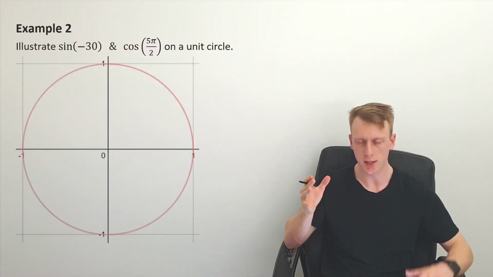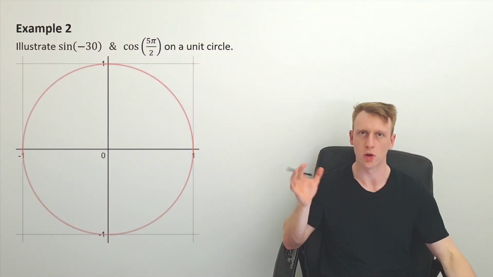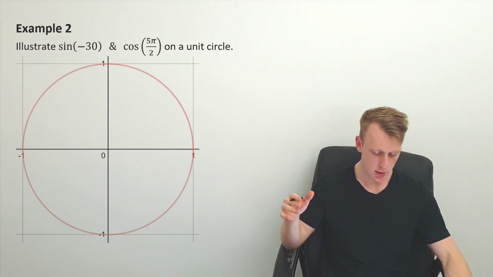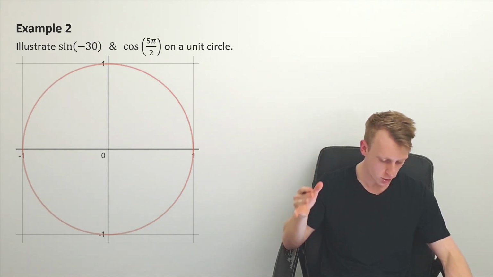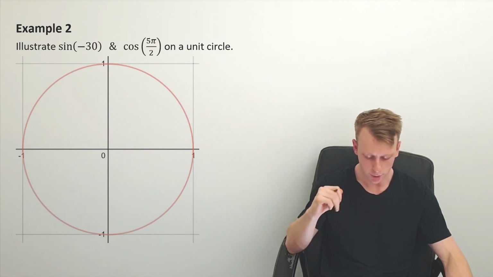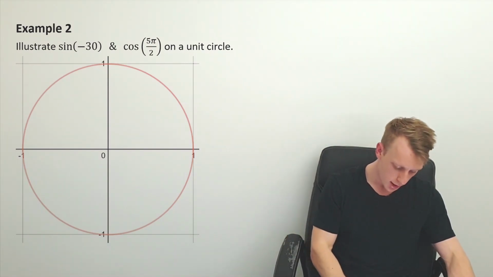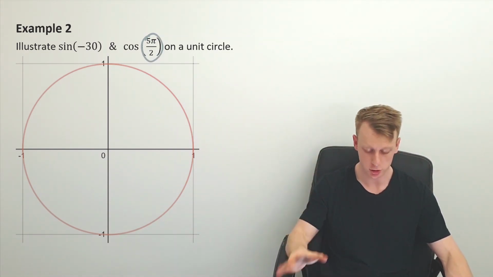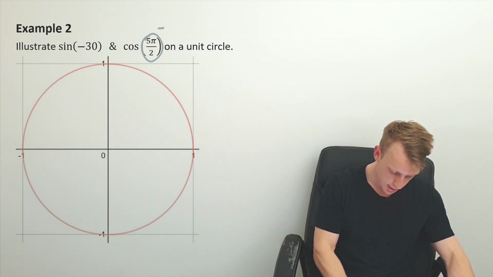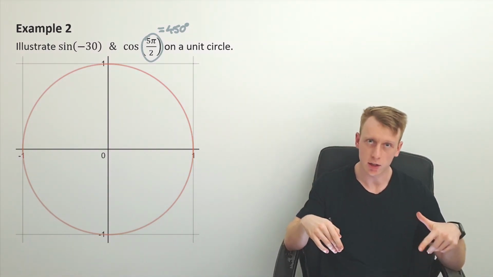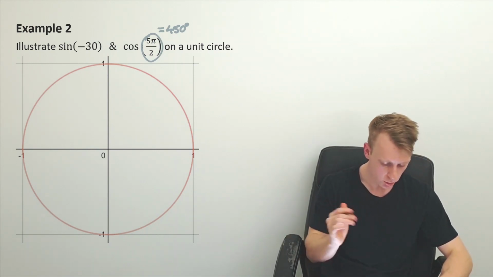Looking at this second example here, we just want to illustrate that you don't have to always go clockwise around this unit circle. You can go anti-clockwise, and you can go around more than 360 degrees if you like. So here, illustrate sine of -30 and cos of 5 pi on 2 on a unit circle. If you're getting a little bit more familiar with these radians, you can pause it right now and try and work it out. But 5 pi on 2 is 450 degrees here. 450 degrees is bigger than 360, so we're rotating around this circle more than once.